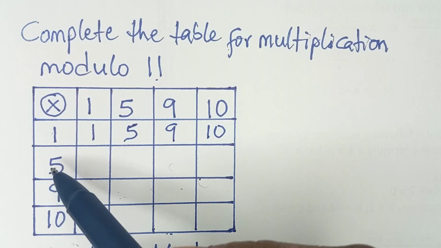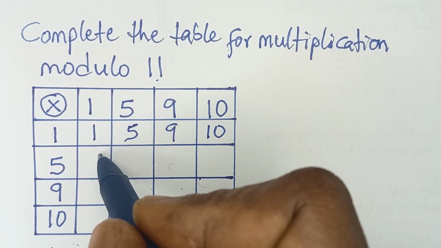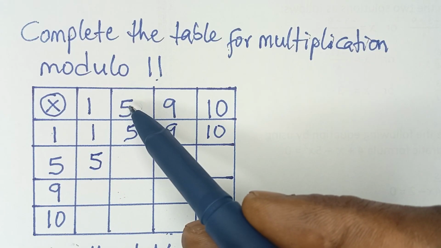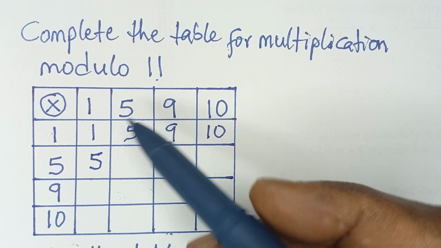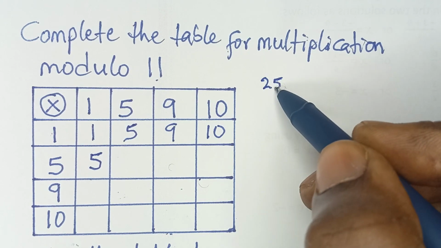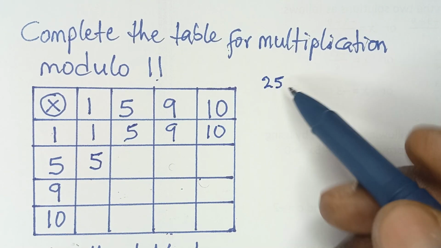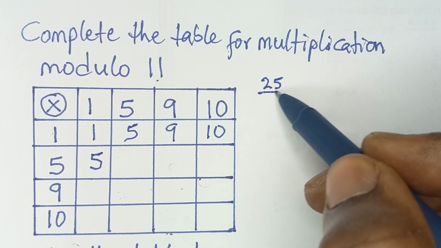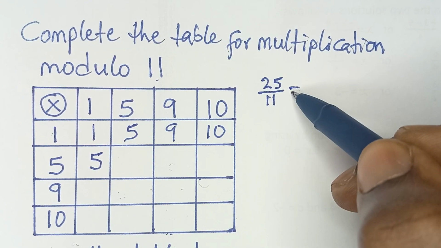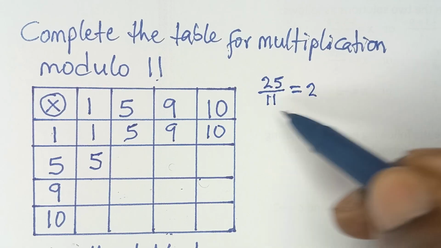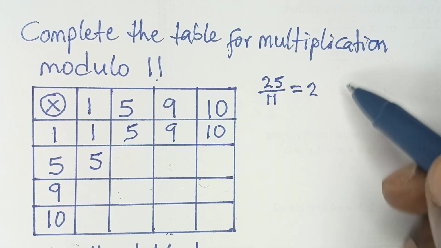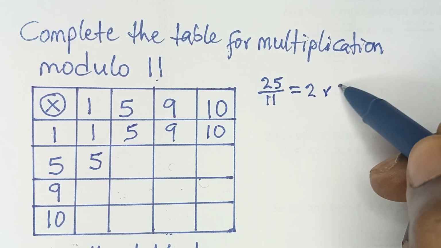It says 5 multiplied by 1 is 5. It is not up to 11. So write it down. 5 multiplied by 5 is 25. So let me put it down here, 25, which is greater than 11. So what we need to do is, because this 25 is greater than 11, we are going to simply use it to divide 11. So 25 divided by 11, you agree with me that is 2 times, because 2 times 11 is 22. So 25 minus 22 is 3. So we say remainder 3.